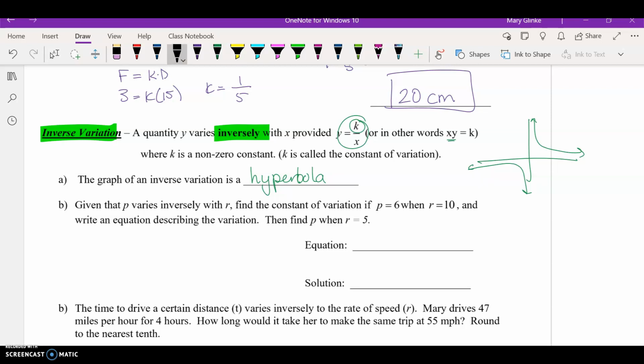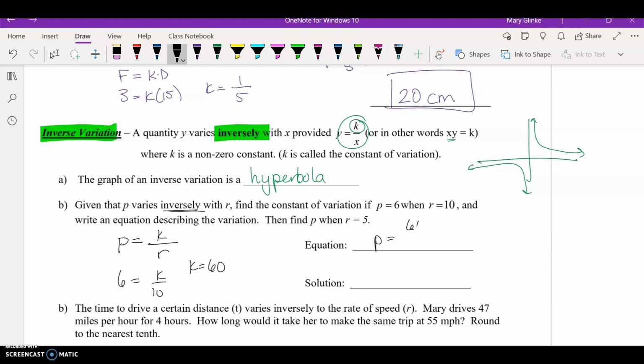So let's see an example here. P varies inversely with R. So P is varying inversely with R, means it's going to be P equals K over R. We want to write our equation if P is 6 when R is 10, meaning our K value here would be 60. And we can use that to write an equation.